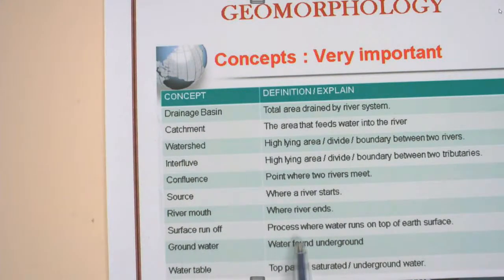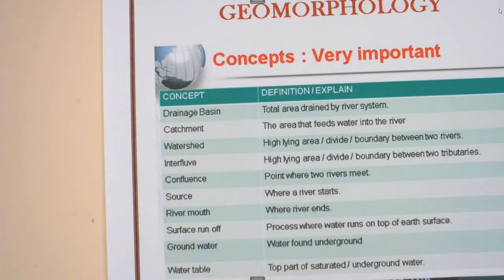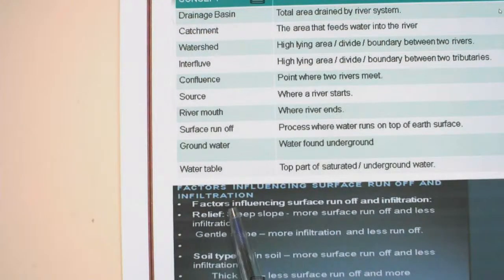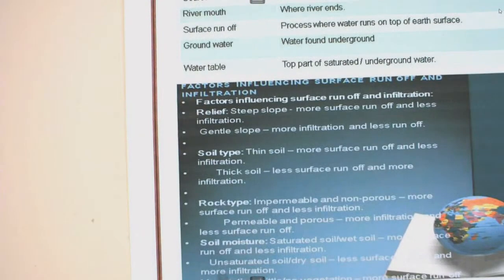Surface runoff, the process where water runs on top of the earth's surface. Groundwater, water found underground. Water table, the top part or saturated part of underground water. Factors influencing surface runoff and infiltration are similar to those that influence the drainage density. The first one is relief, the steepness of the slope. Steep slopes allow more runoff than level slopes. Gentle slopes allow more infiltration.